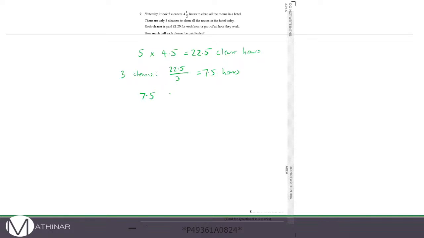So it's 7.5 multiplied by the hourly rate of $8.20. So each cleaner is paid $8.20 for each hour or part of, okay, so this bit's important here. For each hour or part of an hour. So they're actually going to get paid for 8 hours, because they're going to get paid the $8.20 for that extra half hour as well. So we're going to do it for 8 hours. So instead of 7.5, it's going to be 8 times £8.20. So if we do 8 times £8.20, we get £65.60. So each cleaner is going to make £65.60 today. And that will get you 3 marks on that question there.